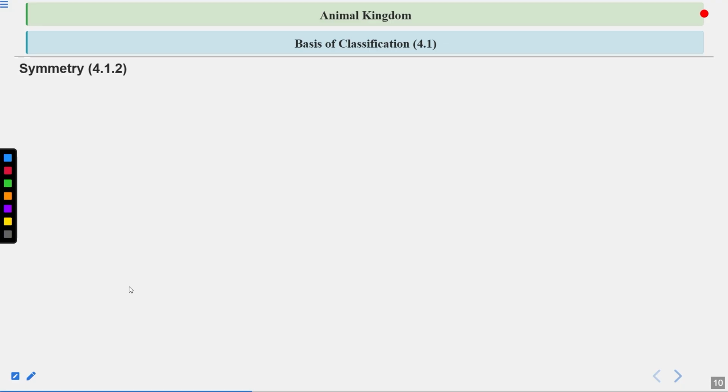Symmetry. Animals can be categorized on the basis of their symmetry. So let us understand what is symmetry.